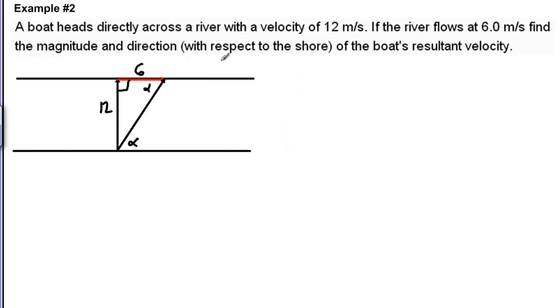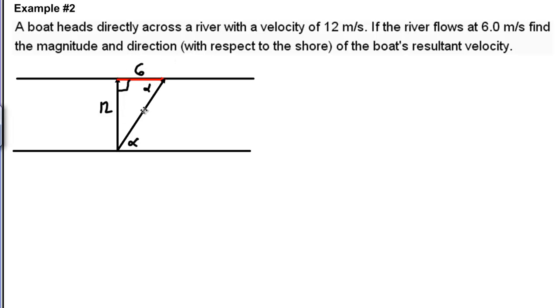Okay, here's a second question, very similar type of question. A boat heads directly across a river with a velocity of 12 meters per second. The river flows at 6 meters per second. So there's my river flowing. Let's make that blue. Oh, I've already grouped them. 6 meters per second flowing that direction.